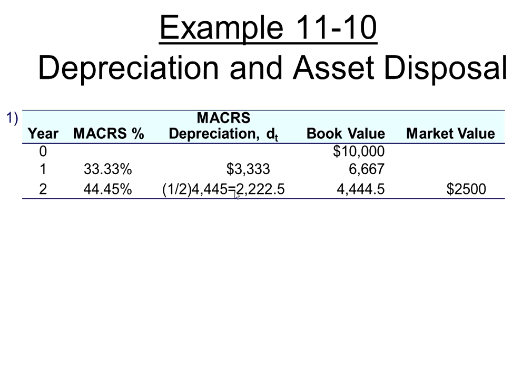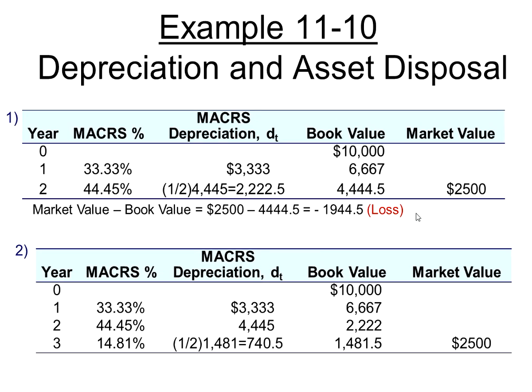So we multiply this by a half year. This is our depreciation amount. Again, this minus this gives us BV1. Then from here we subtract this, and that gives us the book value in year 2. But notice the book value is $4,444.50, but the market value, we sold this for $2,500. So the market value is lower than the book value. There is actually a loss, which is the difference between these two. Market minus book value is minus 1,944.5, which is a loss.